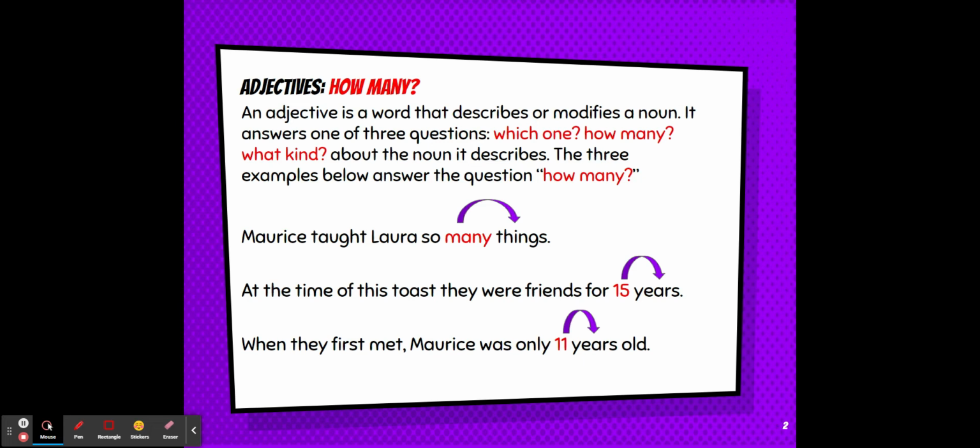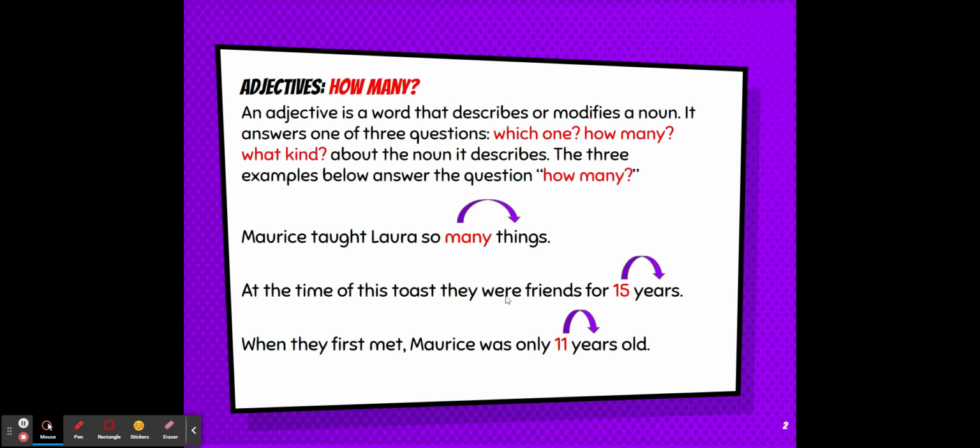Adjectives. How many? An adjective is a word that describes or modifies a noun. It answers one of these three questions. The three examples below answer the question, how many? Maurice taught Laura so many things. Many is modifying the word things.